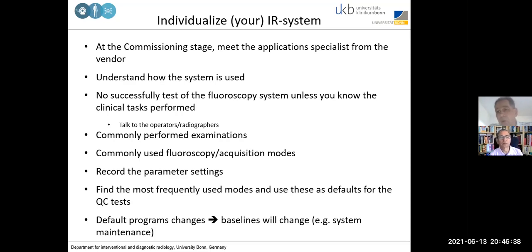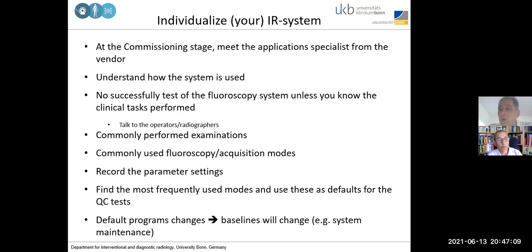A very important part is, can you export all the programs which are preset in your system to an external system where you can control the parameter settings? As I say that, you may think it shouldn't be difficult to export settings. Yet still, it is not really easy for most vendors to get all the settings out.